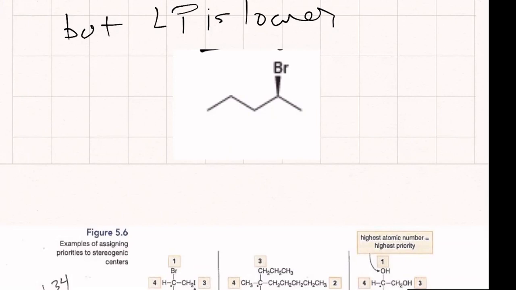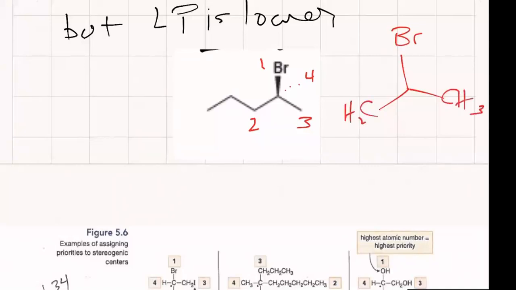Okay. All right, so let's see if we can figure out this configuration. So that's 1, that's 2, that's 3, and that's 4. Everybody agree with that? Yes. Okay, so the key to determining configuration, the old school way to do it, is to turn the molecule so that all you see is the top 3 atoms. So in this case, this would look like this, where this is bromine, this is carbon. I'm just going to write it as CH2, and then this is CH3, right? So that'd be 1, 2, and then 3.